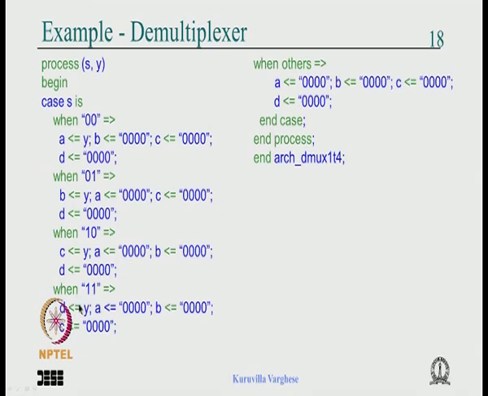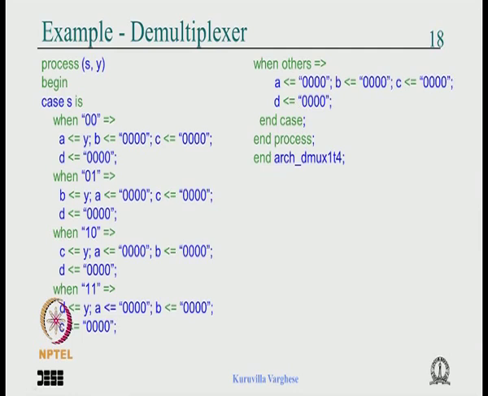When 1 1 D gets Y, all others get 0, and when others, everything gets 0. But this is more of a completion of the syntax, and does not matter to the synthesis. So that is a code. Now let us look at all possible ways of writing it. We will even write it using an if, though the case is the ideal syntax, just to get practice. So let us look at it.